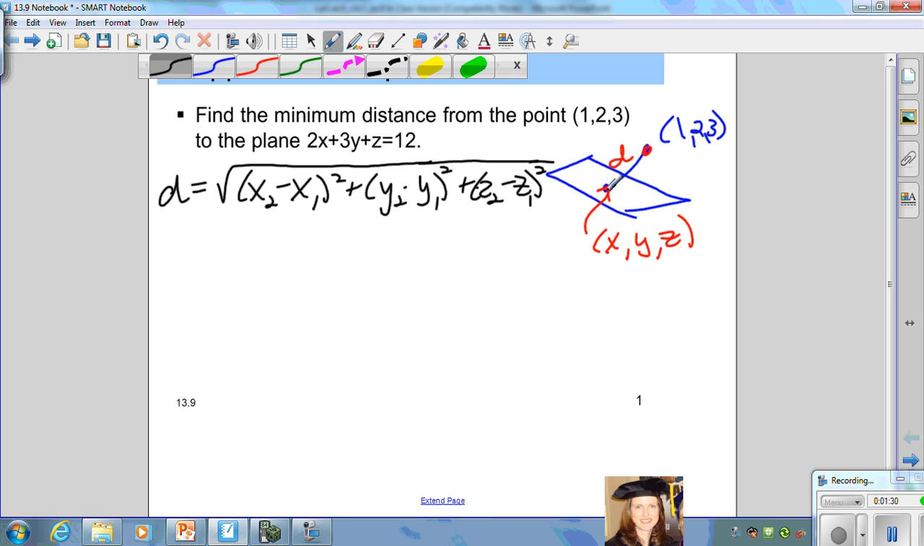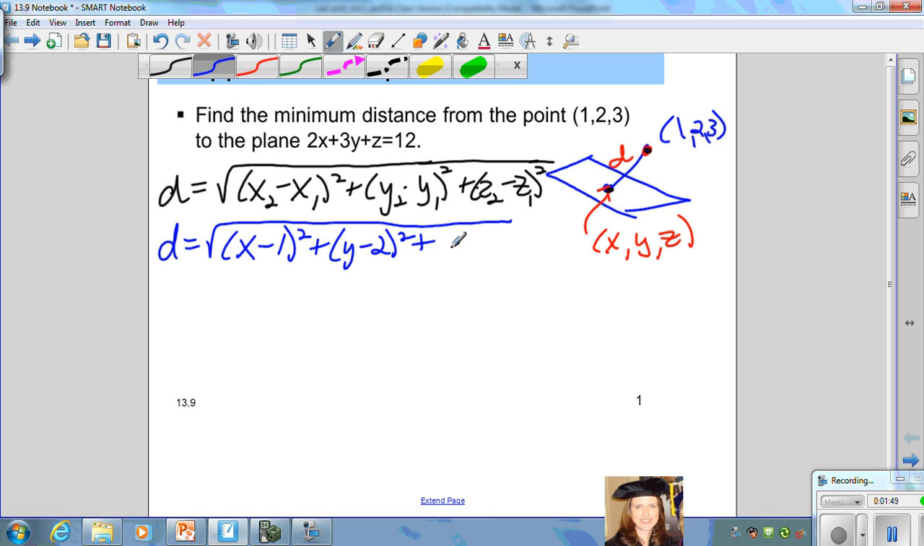But we're going to be plugging in the points, a point on the plane and the point in space. When we plug in the point on the plane, we get the equation for the distance is, let's say, d equals the square root of (x minus 1) quantity squared plus (y minus 2) quantity squared plus (z minus 3) quantity squared. Now this d function is a function of 3 variables.